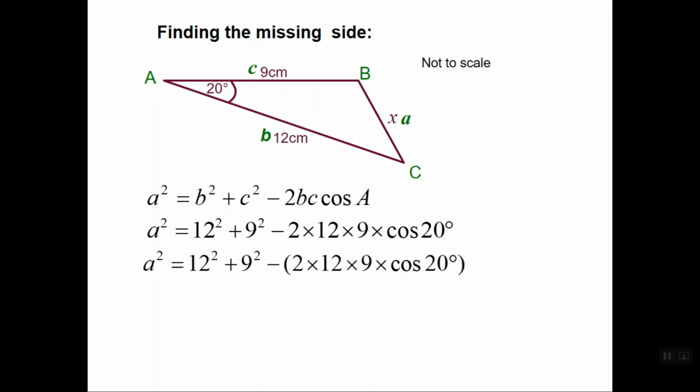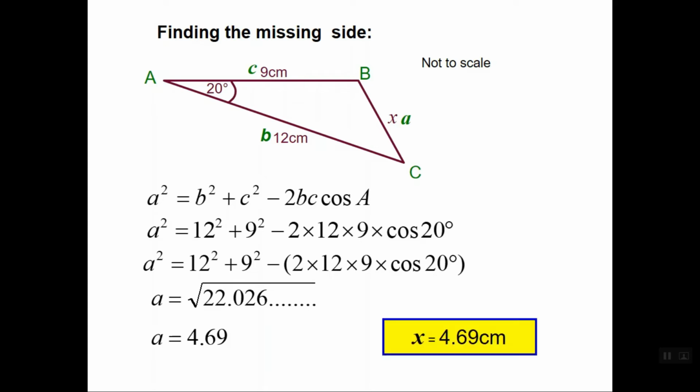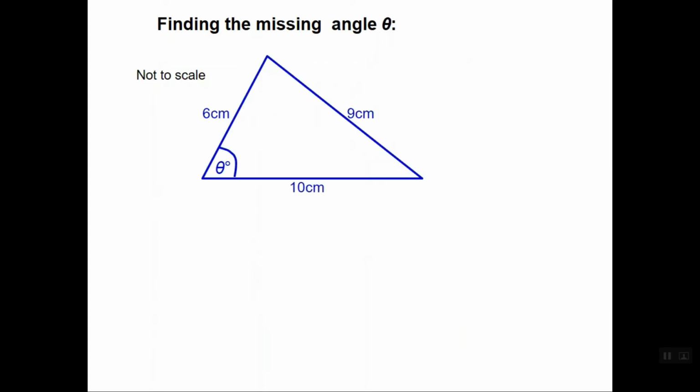My next step now, guys, is really to input all of this in my calculator. And again, it really depends on which calculator you're using, so just be careful with your brackets. And I should get an answer of the square root of 22.026. When I work that out, I should get a final answer, correct to three significant figures, to be 4.69 centimeters.